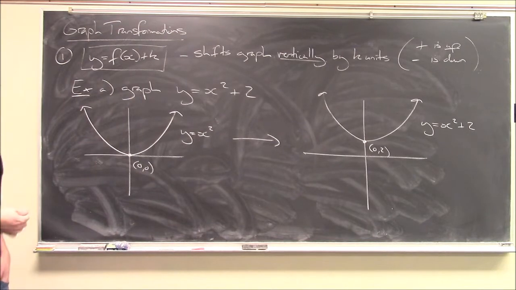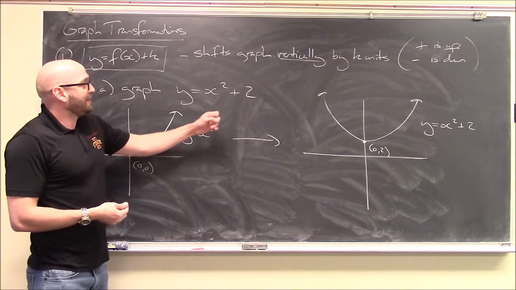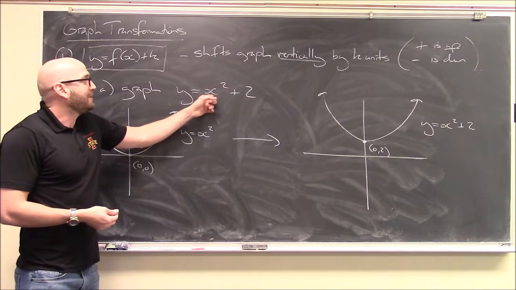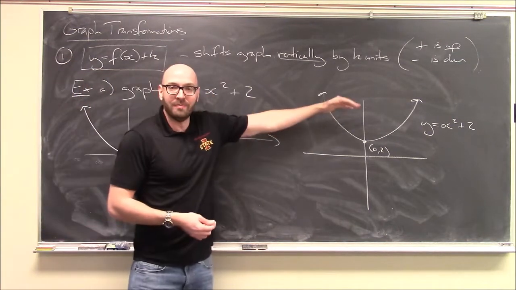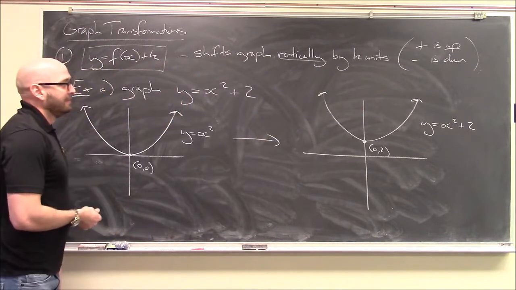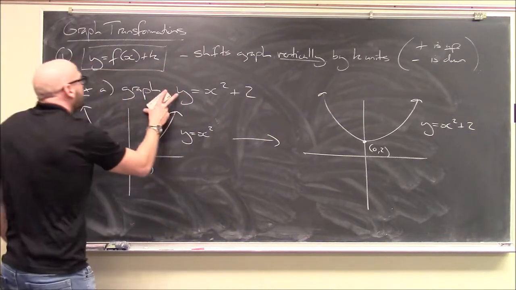And that's all there is to it, right? This is really nice. This is all you have to do. If someone says graph this function, you just say, well, I know what this looks like. This looks like the graph of x squared, but I shift the whole thing up 2 units. And that's all there is to it. We'll do one more example.